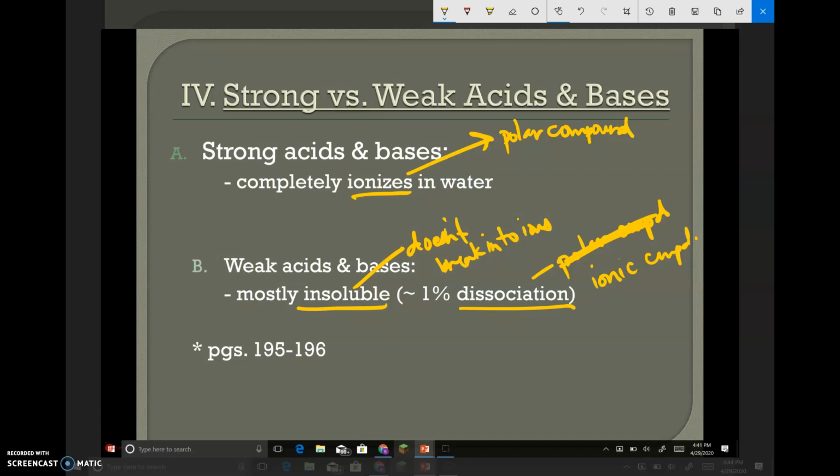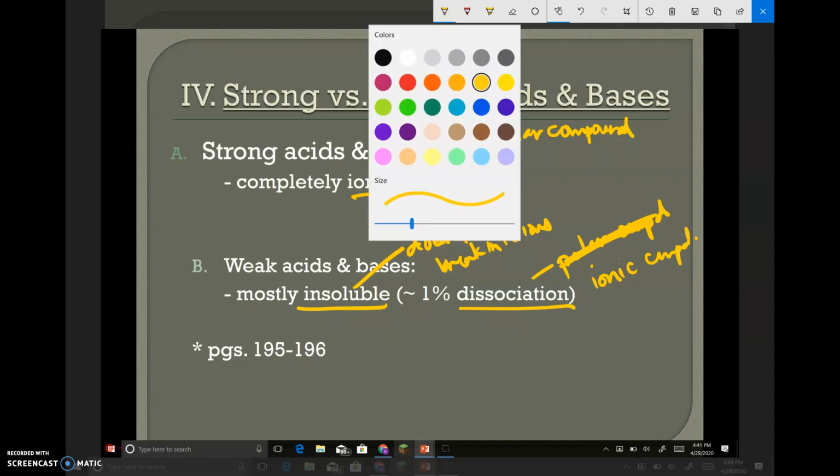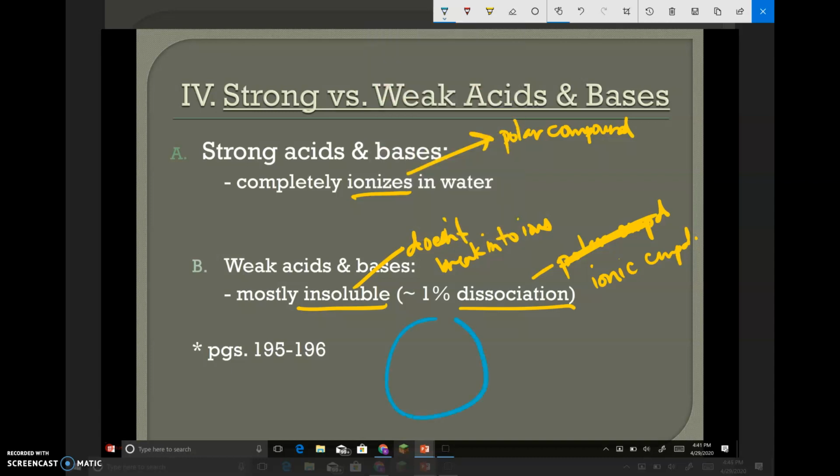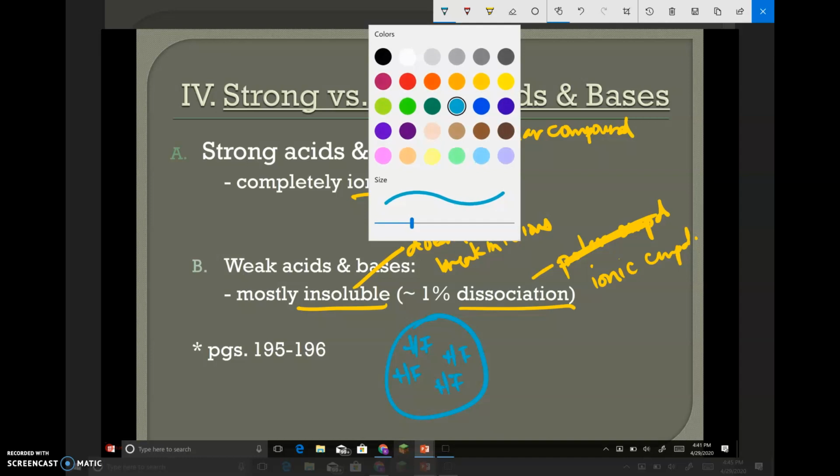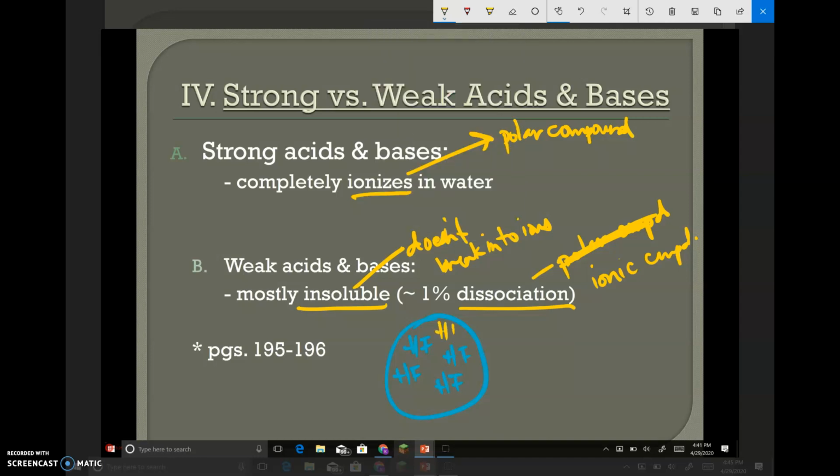Okay, so if it's insoluble, it's not going to break into ions. So for example, HF, hydrofluoric acid, is a weak acid, so it would mostly stay in its molecular formula. And only about 1% would break up into a hydrogen ion and a fluoride ion. And the same thing would happen with a base, is that it would mostly stay in its molecular formula.